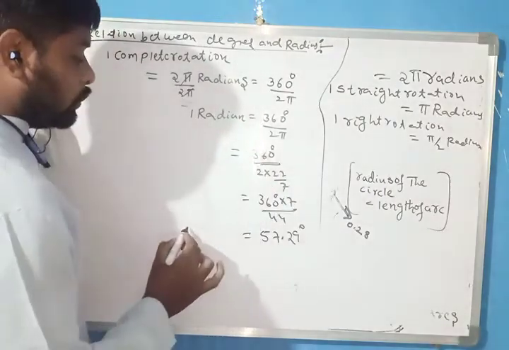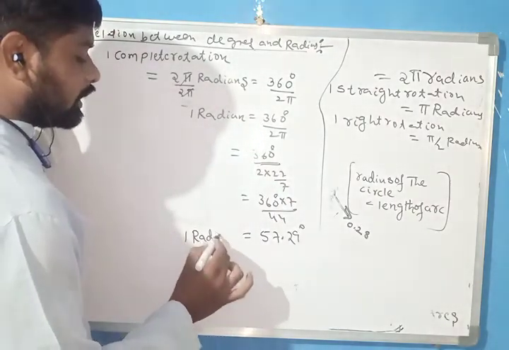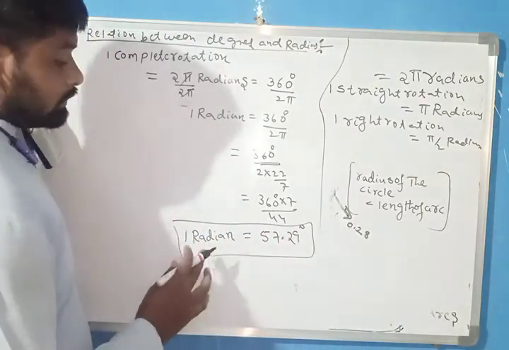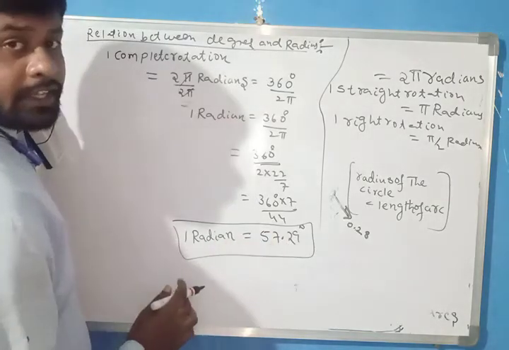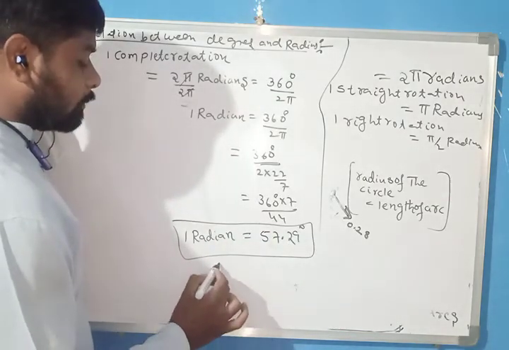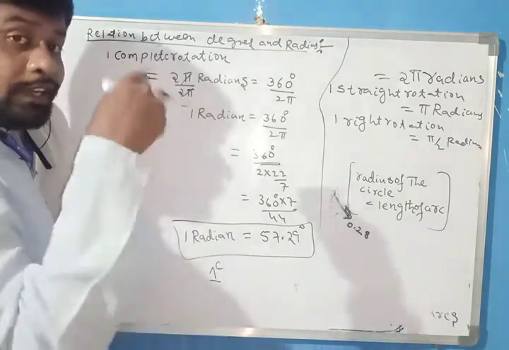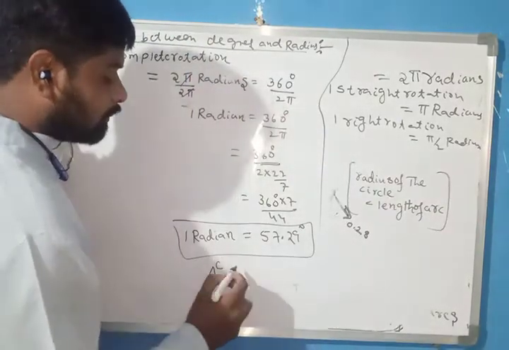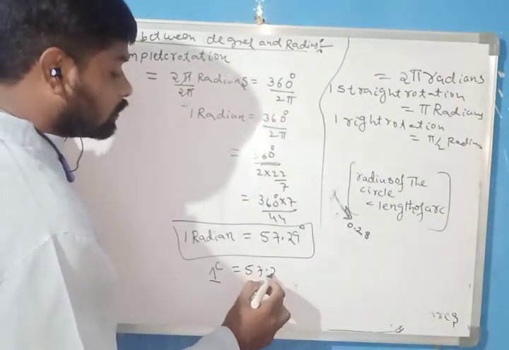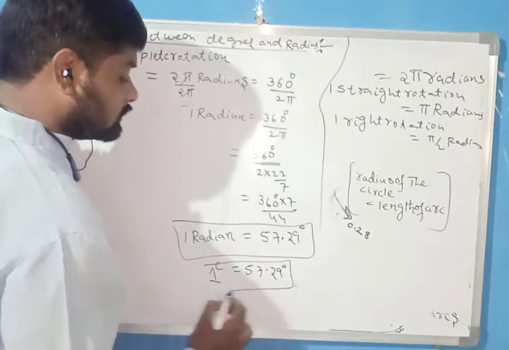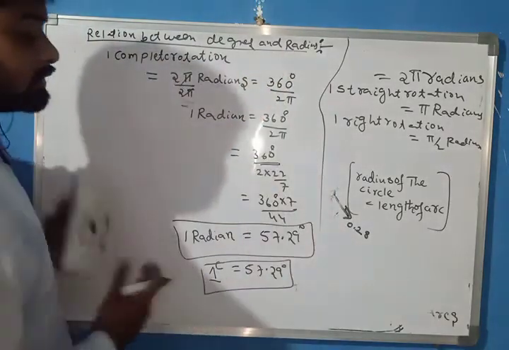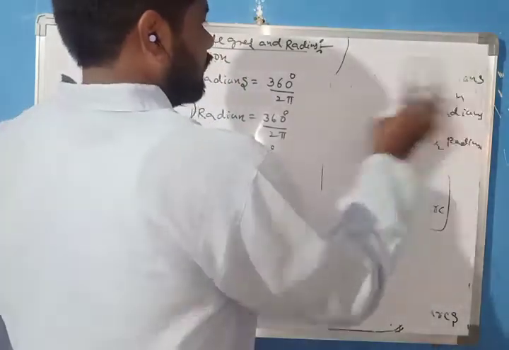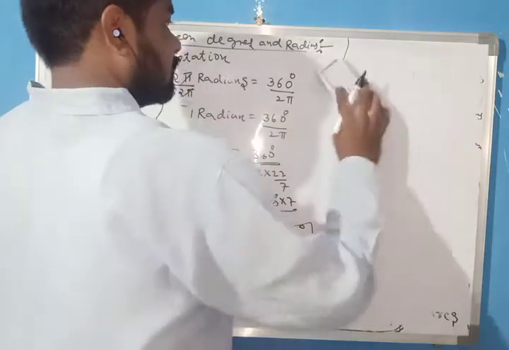One radian, in terms of degrees, is 57.29 degrees. One radian is denoted by 1 power c. Actually degrees are denoted by 1 power 0, and grades are denoted by 1 power g. Here 1 power c equals 57.29 degrees. This is the concept.